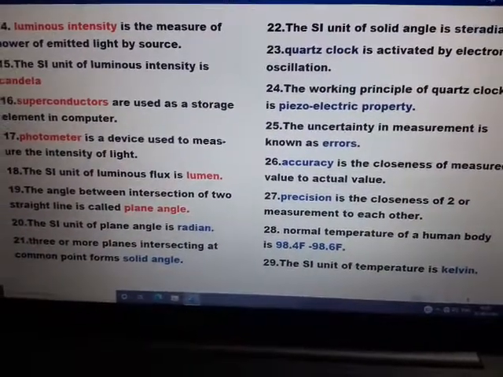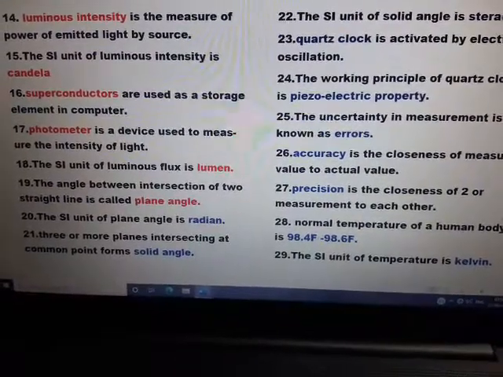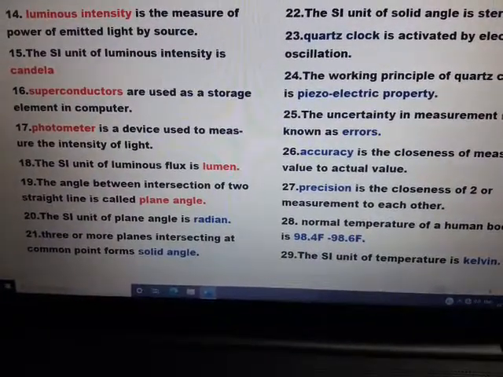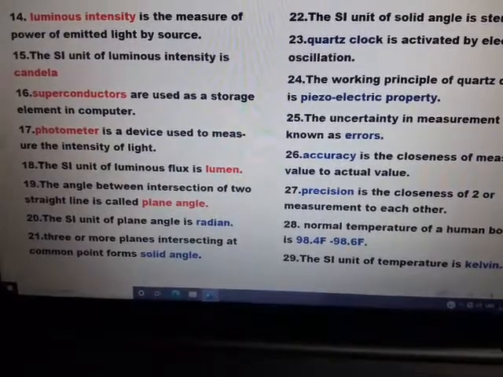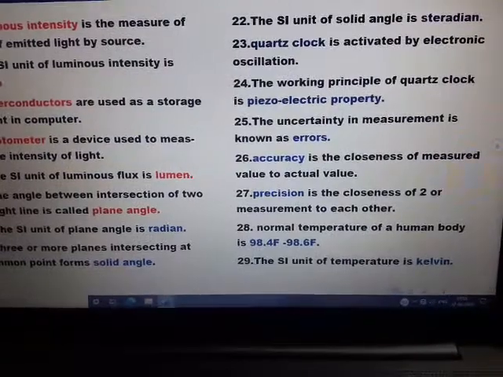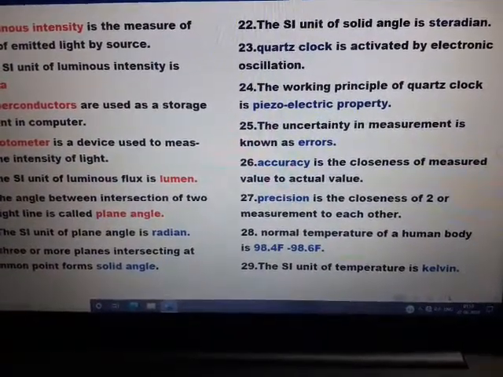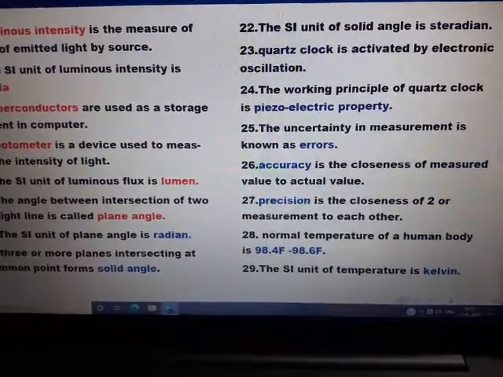21st question, three or more planes intersecting at a common point forms dash. So when three or more lines get intersected, they form an angle known as solid angle. Next question is, the SI unit of solid angle is steradian. It is represented by SR. Next question, dash is activated by electronic oscillation.